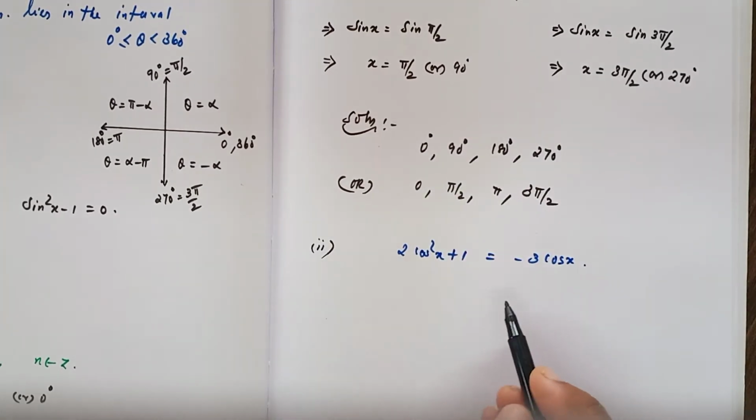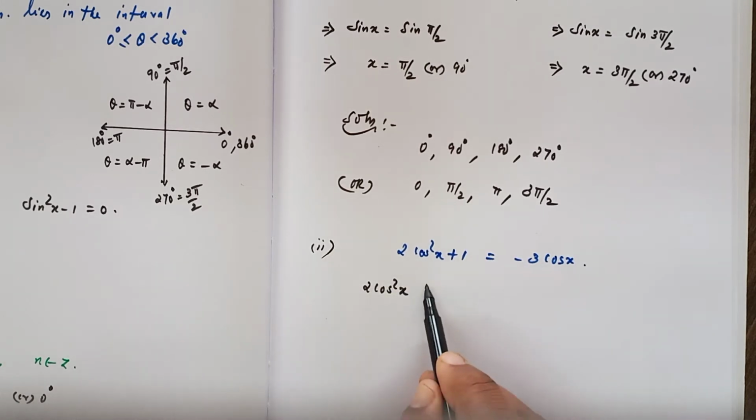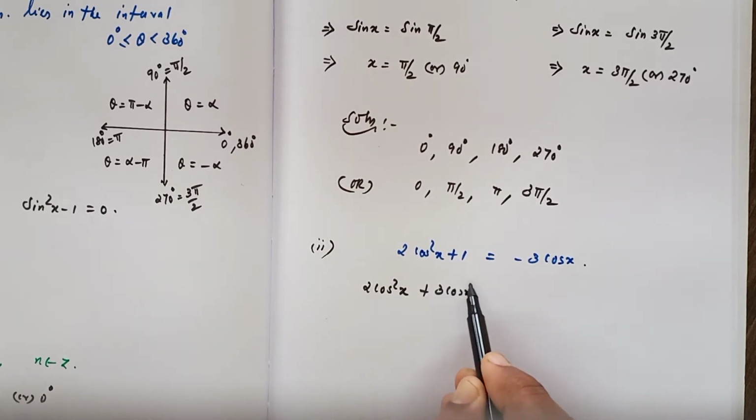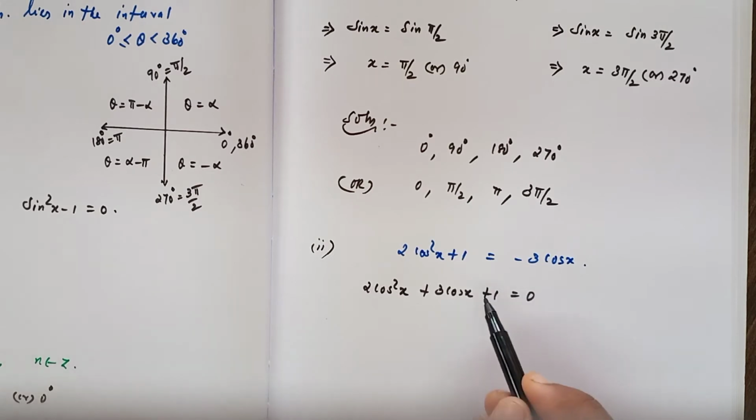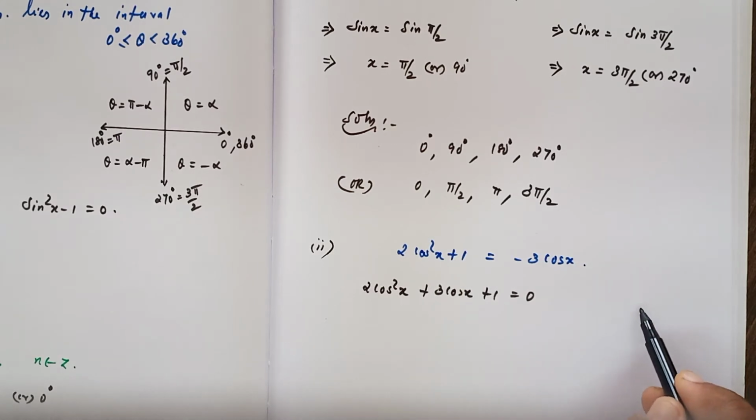Here we have the second subdivision. So write 2 cos squared x plus 3 cos x plus 1, that is equal to 0. Okay? It is a quadratic equation in terms of cos x. It can be solved by splitting the middle term. You can go for factorization.